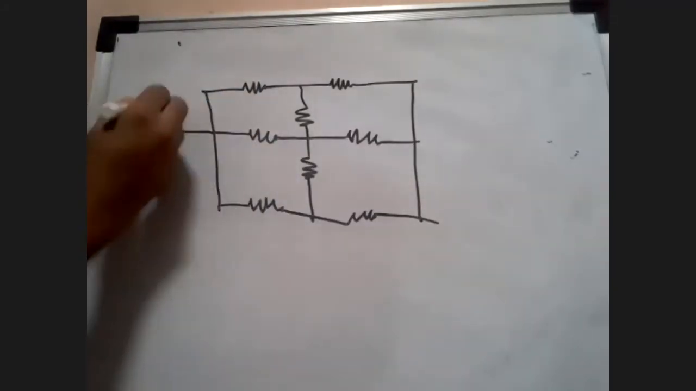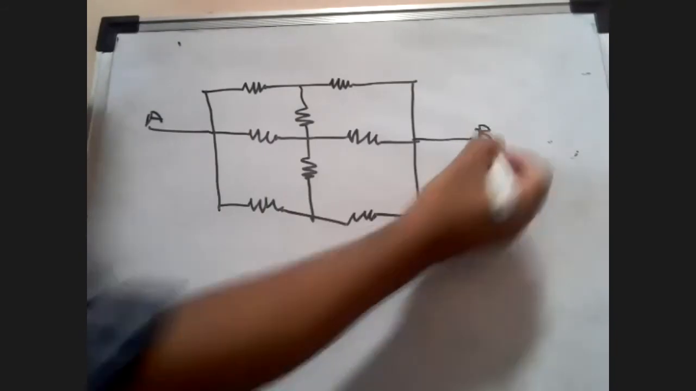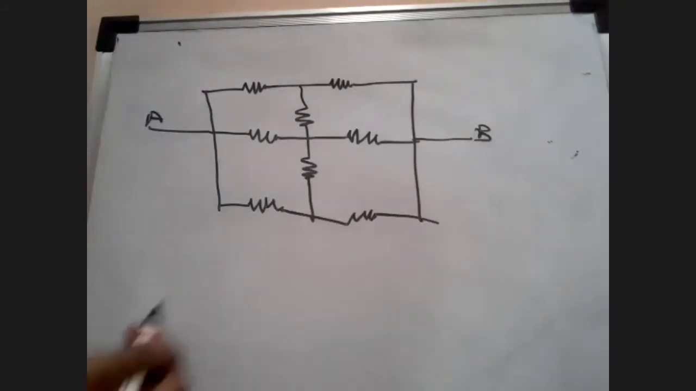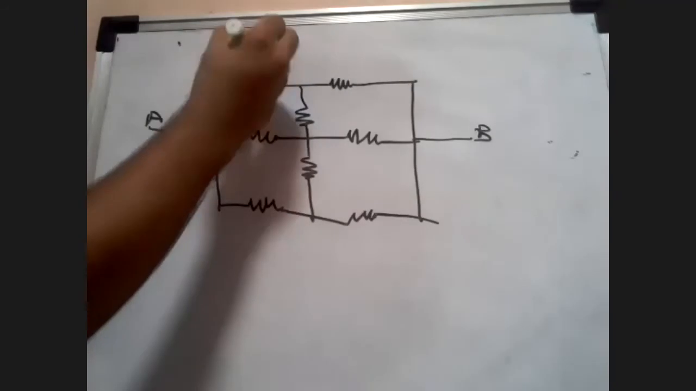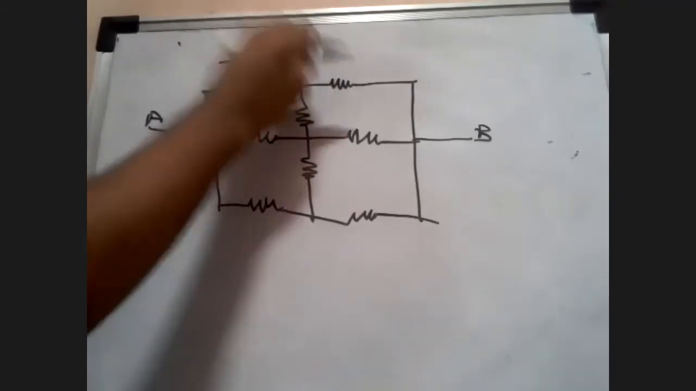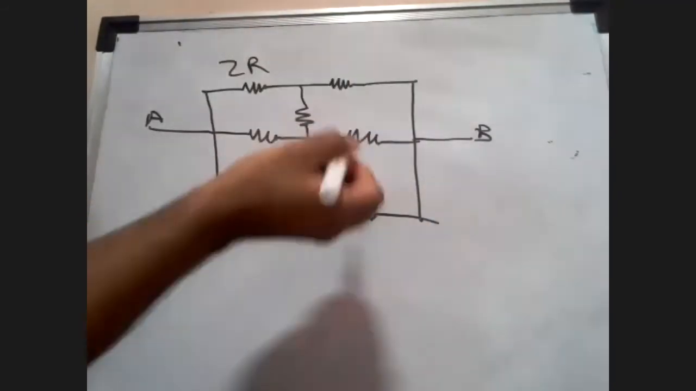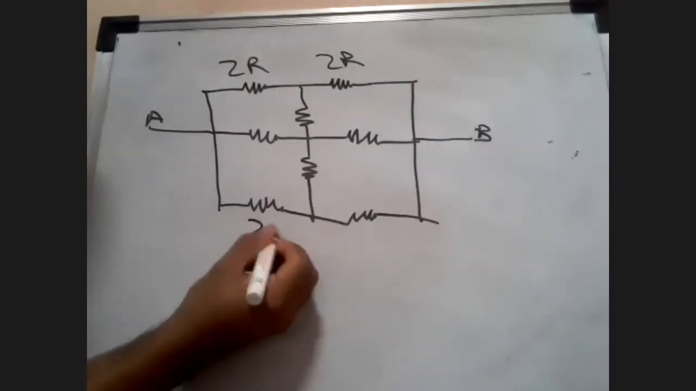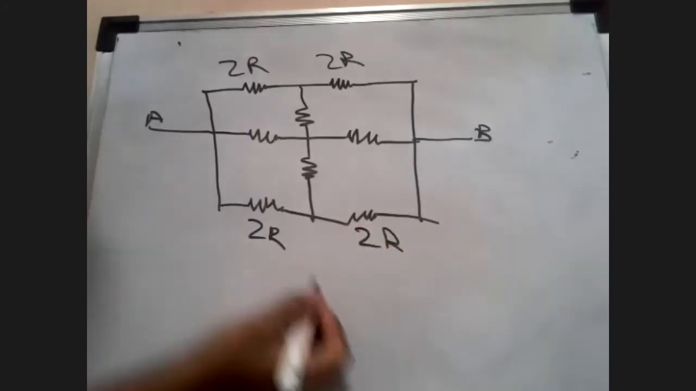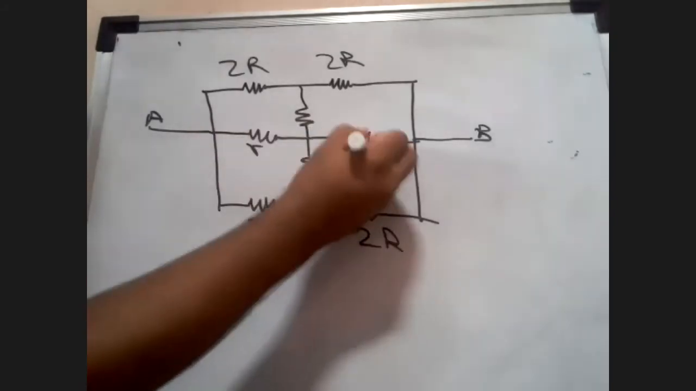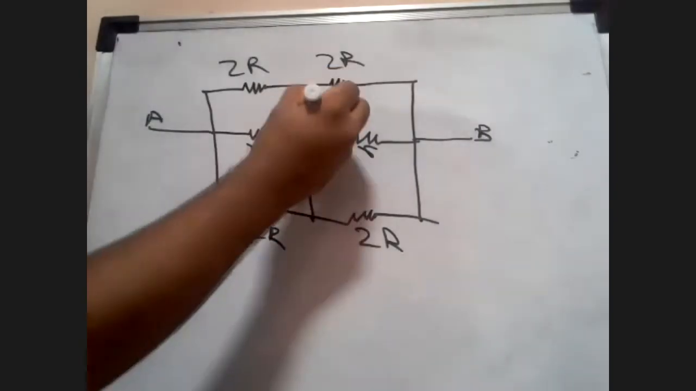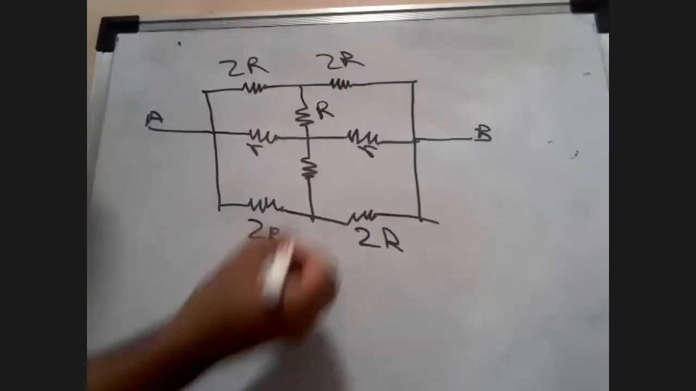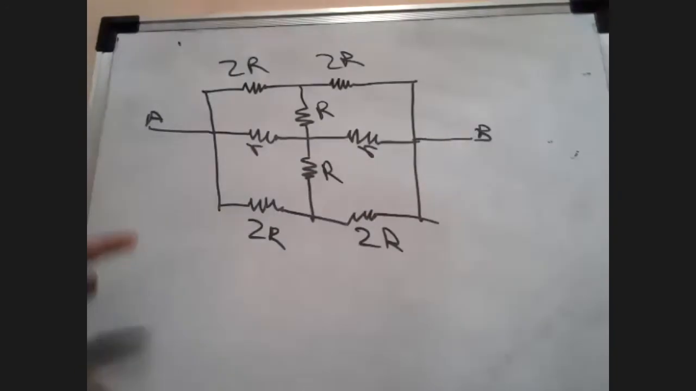If this is A and this is B, let's say this is 2R and this is 2R. This is 2R. This is 2R. Let's say this is small r, this is capital R, and this is also capital R. Is this a Wheatstone bridge? Can we apply the concept of Wheatstone bridge here? Yes or no?